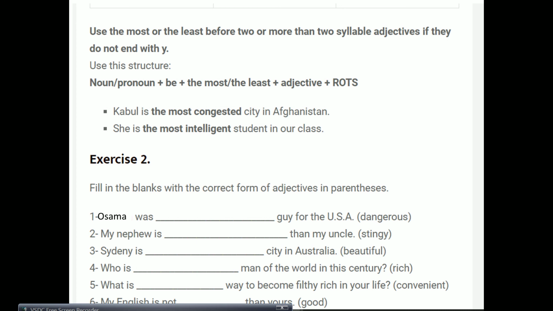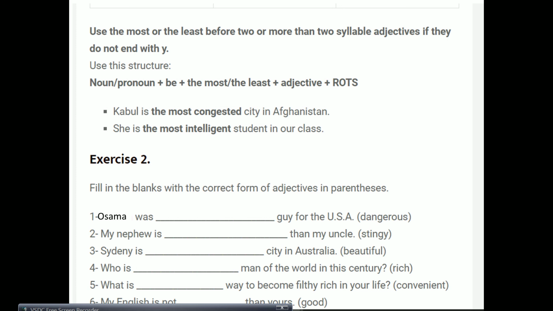Use the most or least. जैसे हम more और less करते हैं, वैसे superlative में the most या the least भी you can use. Before two or more than two syllable adjectives if they do not end with y. Okay. So now let us look at them. Kabul is the most congested city in Afghanistan. पहले आया noun Kabul. Is a form of be. The most congested, because you cannot do congester or congest, est या er इसको नहीं लग सकता, तो the most, est यहाँ पे नहीं लगा सकते, सुपरलेटिव की बात है, तो the most हमने लगाया, city in Afghanistan.